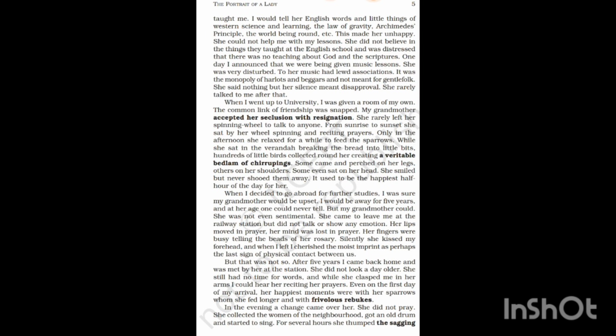Only in the afternoon, she relaxed for a while to feed the sparrows, while she sat in the veranda breaking the bread into little bits. Hundreds of little birds collected round her, creating a veritable bedlam of chirping. Some came and perched on her legs, others on her shoulders, some even sat on her head. She smiled but never swayed them away. It used to be the happiest half hour of the day for her.